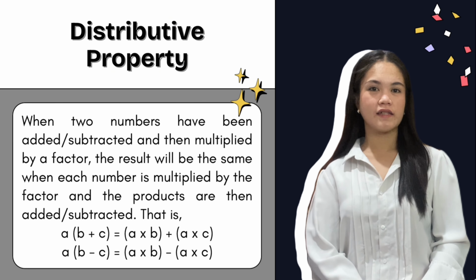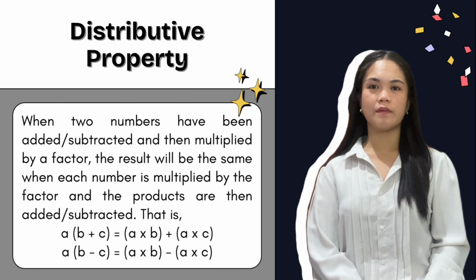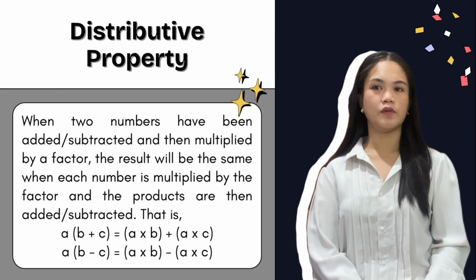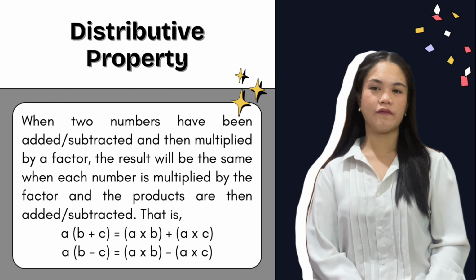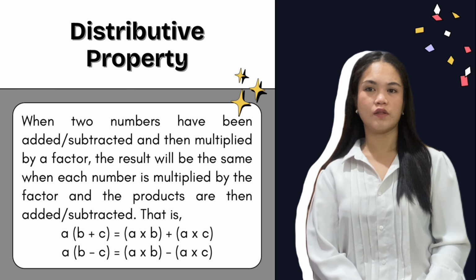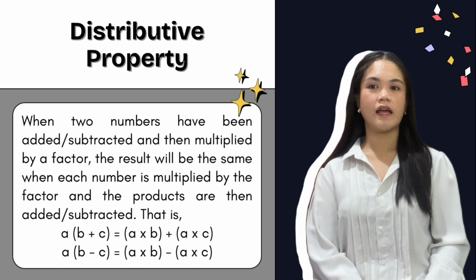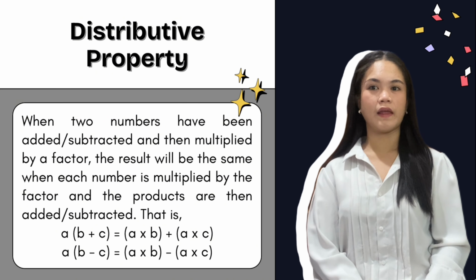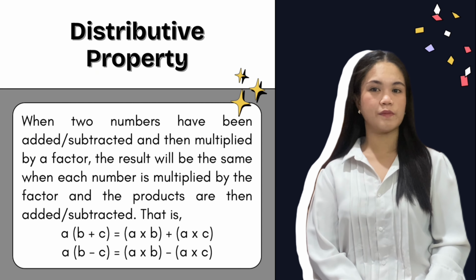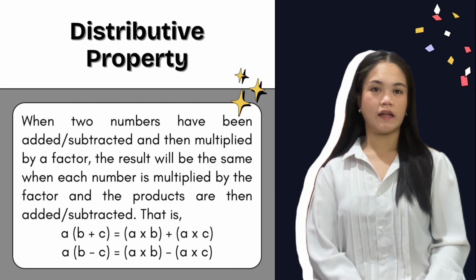The next property is distributive property. When two numbers have been added or subtracted and then multiplied by a factor, the result will be the same when each number is multiplied by the factor and the products are then added or subtracted. That is, a times the quantity of b plus c is equal to the quantity of a times b plus the quantity of a times c. And a times the quantity of b minus c is equal to the quantity of a times b minus the quantity of a times c.